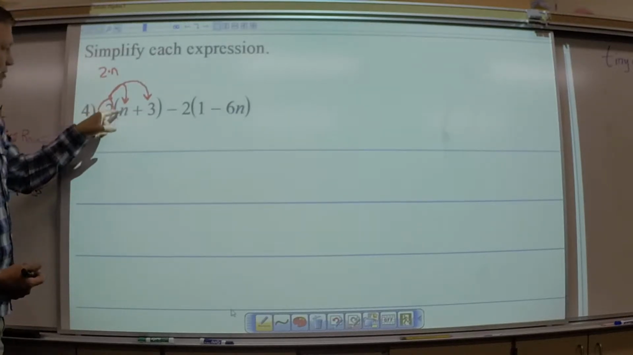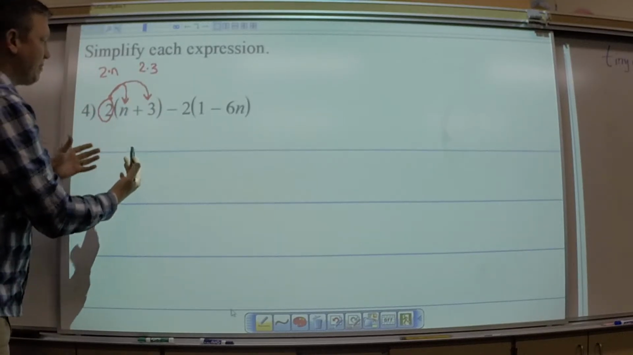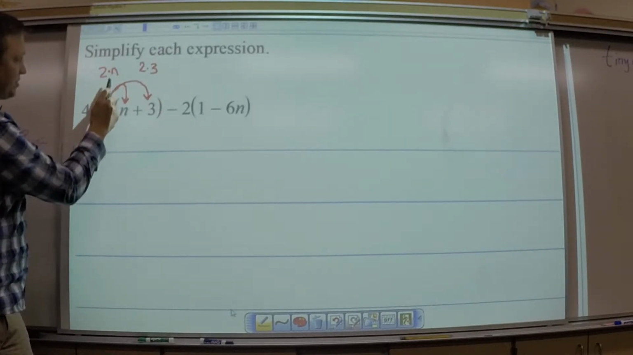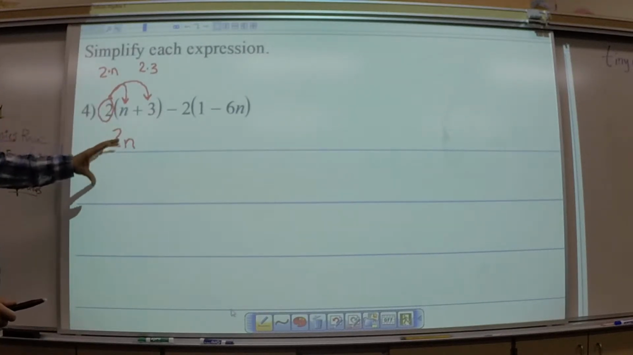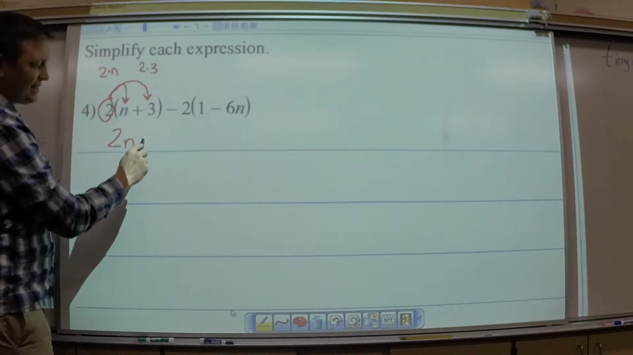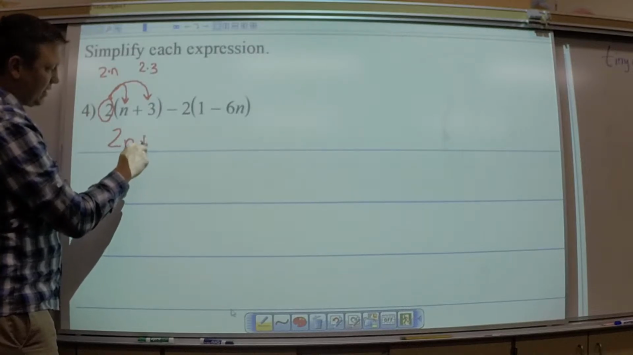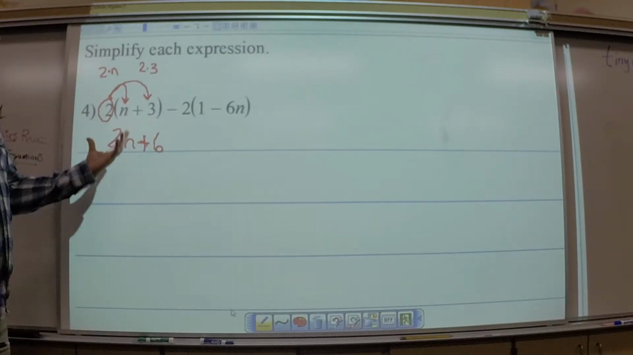All right, so we go 2 times n, and we do 2 times 3. And then I rewrite it. So I'm going to rewrite this as 2n, like this. I don't write the multiplication in between because that's implied. 2 times 3 is going to now be 6. So then I go plus 6. All right? So what do I do next?